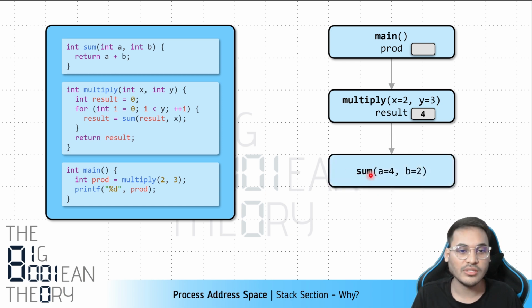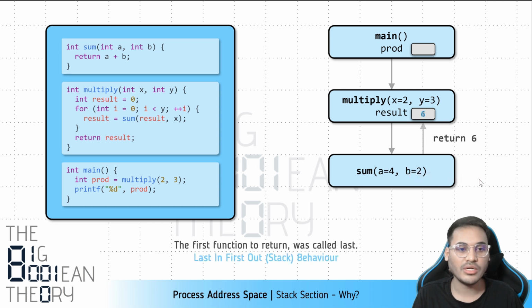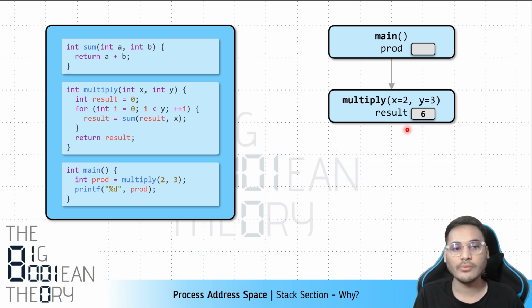Sum has been called with the current value of result, that is 4. So a is equal to 4 and b is equal to 2. And sum returns again, it returns the value of 6. Again, the last in first out behavior of this function is similar to a stack. Now sum returns. We have computed the product that we wanted to compute. The for loop has ended, and now it is time to return from the multiply function. So the multiply function will return the value 6.